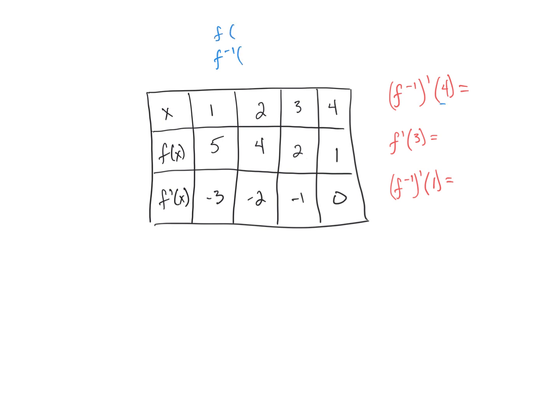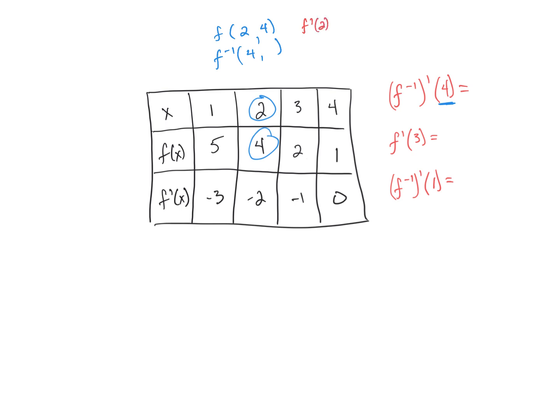Well, F inverse is going to be at 4. So what do we know my F is? What do I know about my F? The Y value is 4. So I need to look to see where my Y value of F is 4. And where is that? It's right there. It's at 2. So my X is 2. See how that worked? Now, what I want to do is I want to find F prime at what?